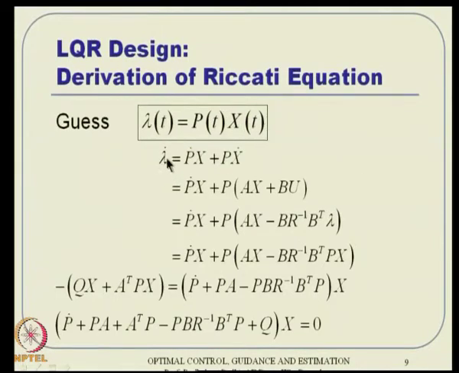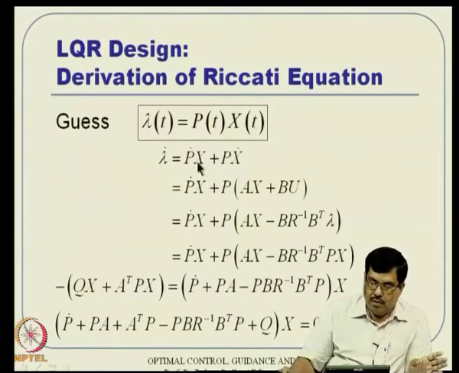So, what is lambda dot? Lambda dot is P dot times x plus P times x dot. And again I emphasize, do not exchange this multiplication sequence. Sequence is important here. So, lambda dot is P dot times x plus P times x dot. Let us keep this P dot times x, do not change it, just keep it like that.